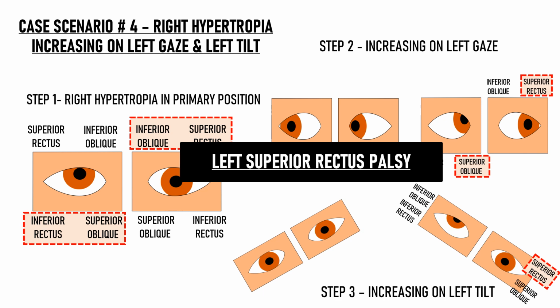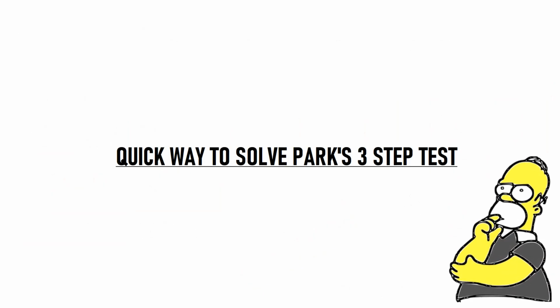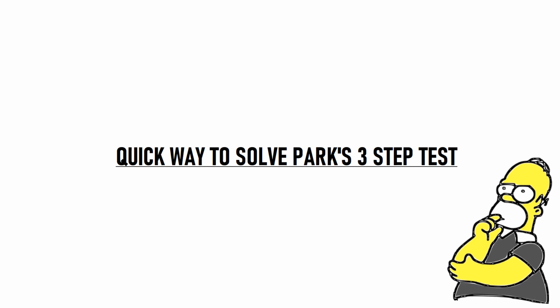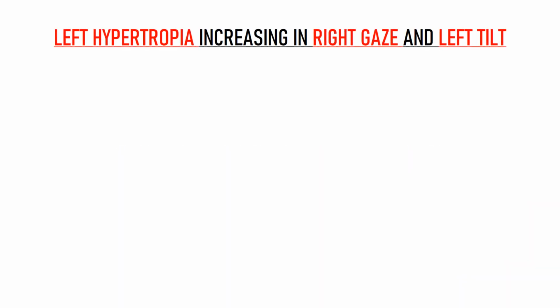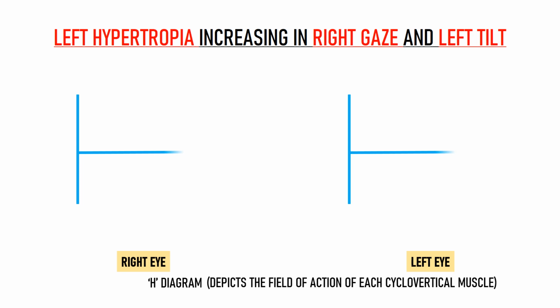But how do we solve this quickly? Because in clinics or during exams, we are already so stressed out that who has the time to remember all these things? So now I will tell you a quick way to solve Parks 3-step test. Again, we will use an example. Left hypertropia increasing in right gaze and left tilt. Which muscle is paralyzed? We draw the H diagram first for both the eyes. This H diagram represents the field of action of each cyclovertical muscle.